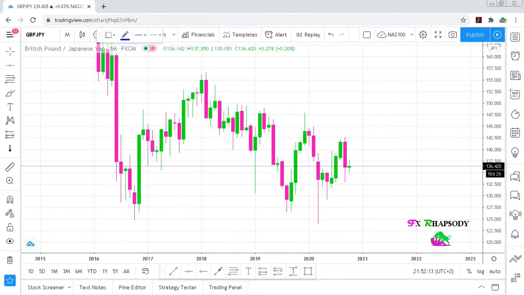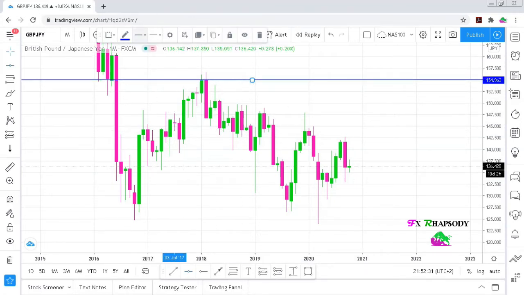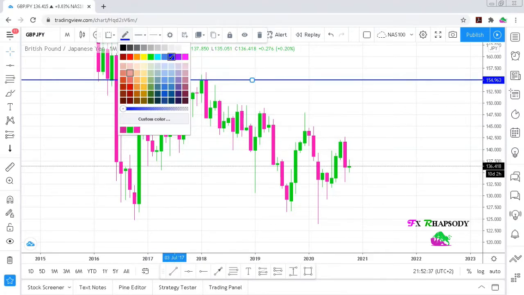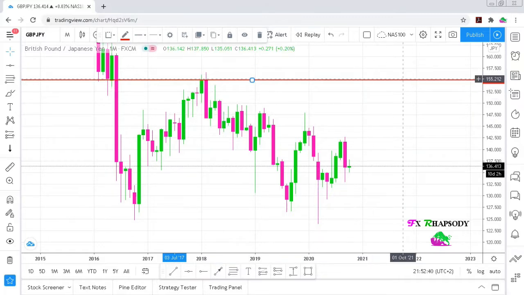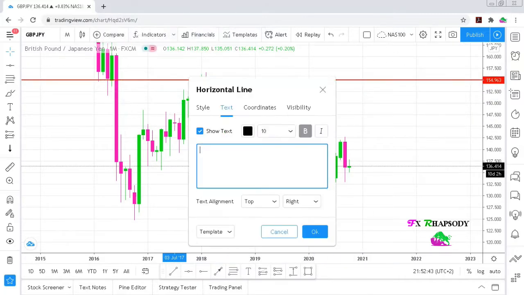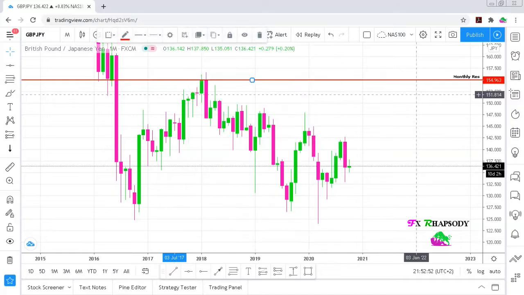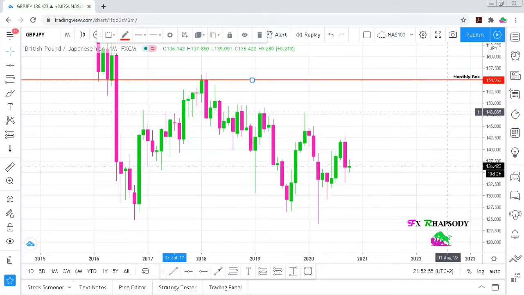So what I do is I will take my horizontal line tool and I will look for a resistance. I work from the top to the bottom. I will only look for a resistance and a support on the monthly. So I will be drawing a line at the top. For the monthly support and resistance, I'm going to change the color to red, just to differentiate between the two. And I will go into its settings and the text, and I will write here monthly resistance. And you can see it on your right hand side, it appears there.